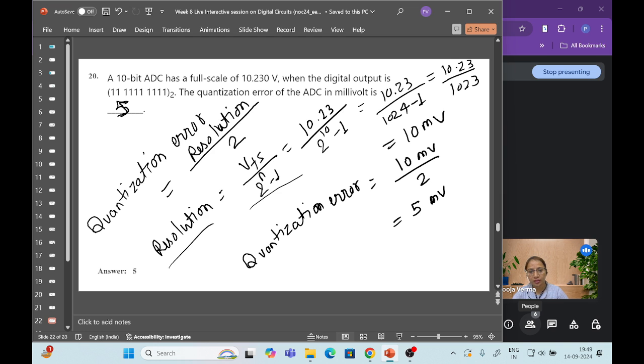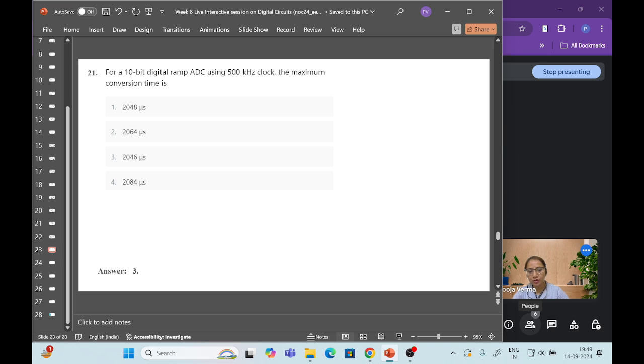Okay, moving to the next question. The next question is, for a 10-bit digital ramp ADC using a 500 kilohertz clock, the maximum conversion time is. What is the formula for digital ramp ADC conversion time?